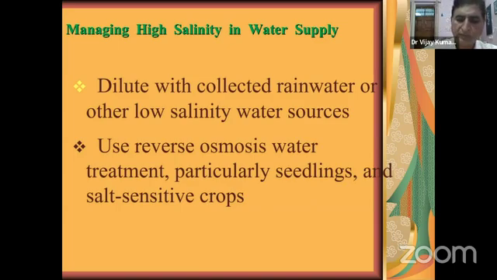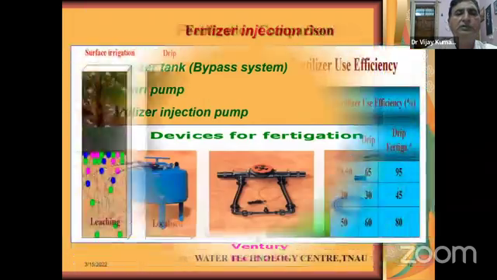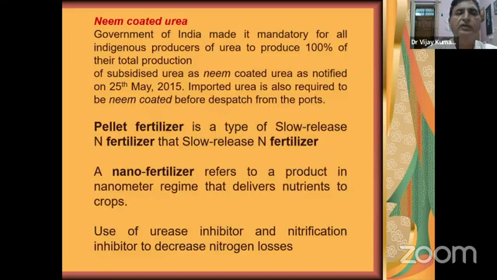So in a nutshell, I will repeat again what methods I have used. To improve the fertilizer use efficiency, I told about neem coated urea, pellet fertilizer, nano fertilizer. For the nano fertilizer, a lot of research has to be done. Still, we have not concluded. But the other things like neem coated urea or pellet fertilizer, there are many recommendations, and we can use them for improving the fertilizer use efficiency.